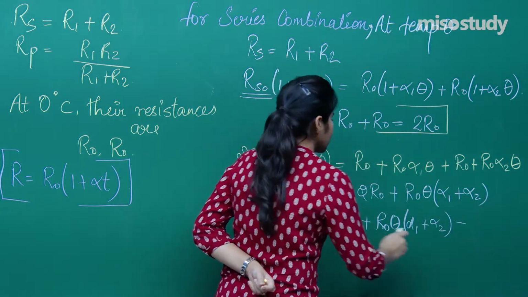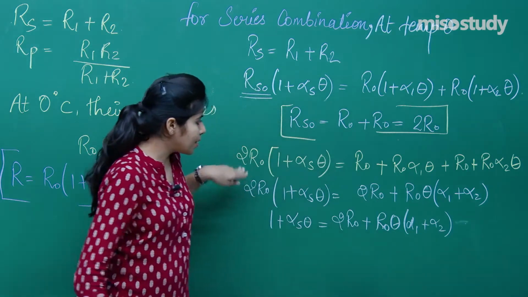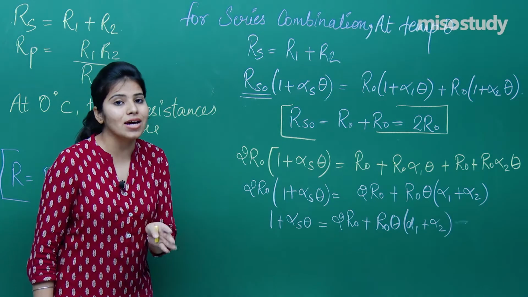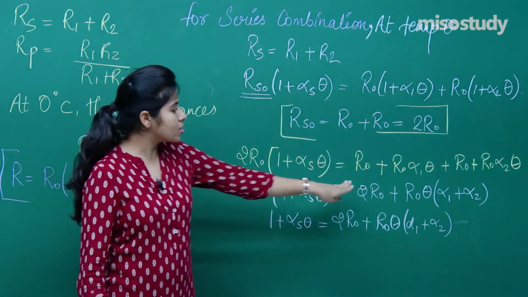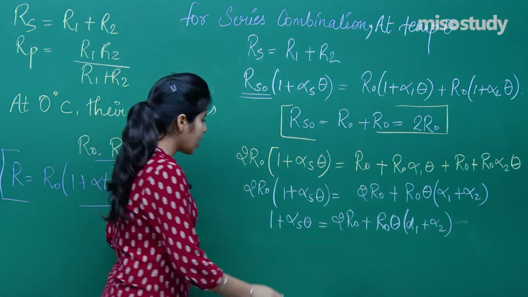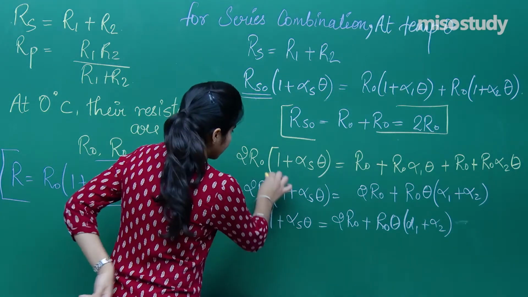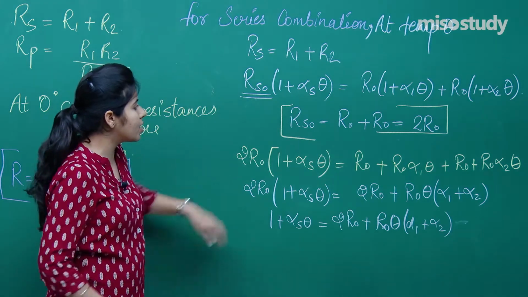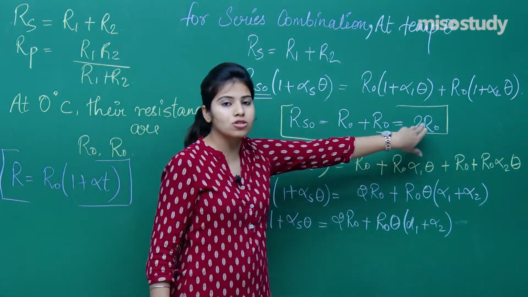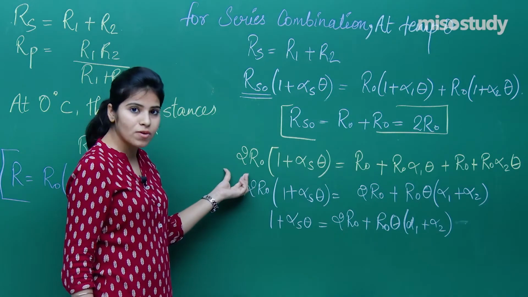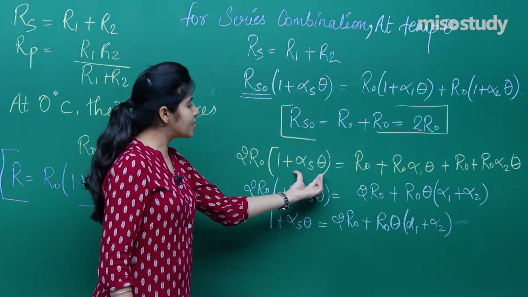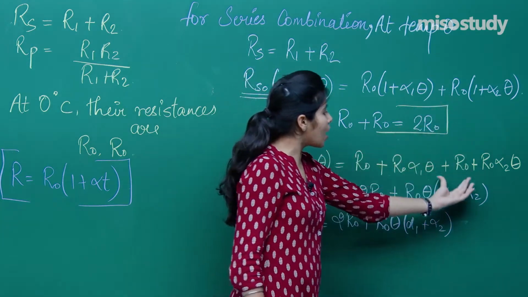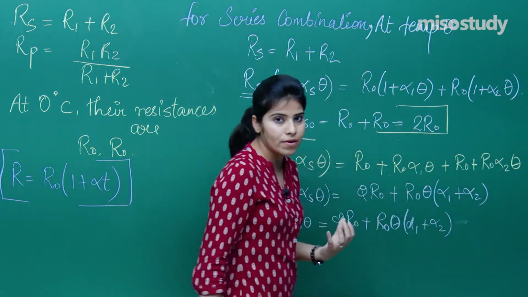If I bring this R0 here, I will be left with minus, or you can say divide. If I take it into division, that is going to be cancelled out there. So 2R0 is going to be cancelled out from here. What we have to do is just focus over here. We have put the value of RS0, that is 2R0, here: 1 plus alpha S theta equals R0 plus R0 alpha 1 theta plus R0 alpha 2 theta, right?